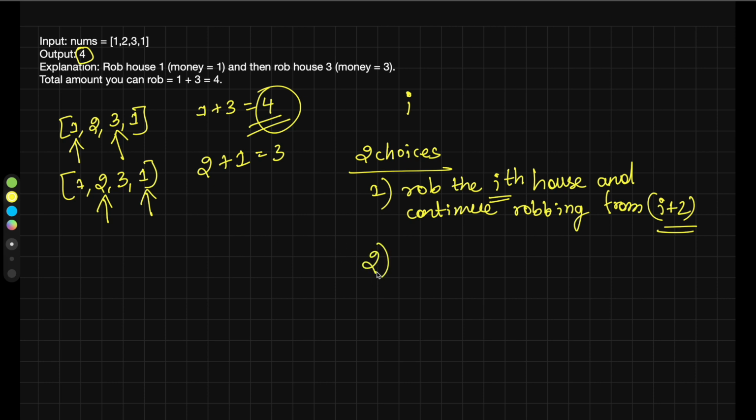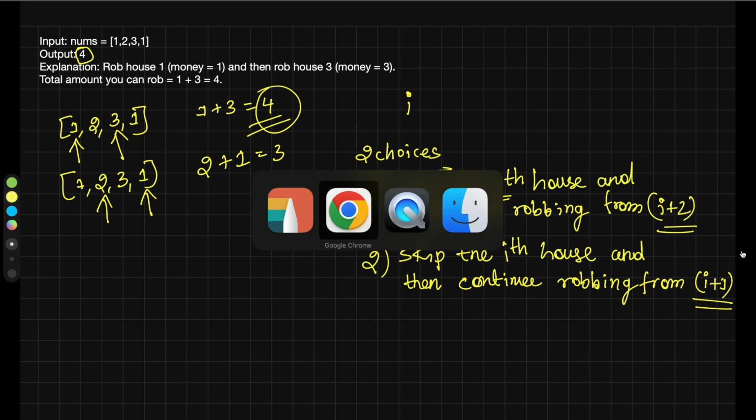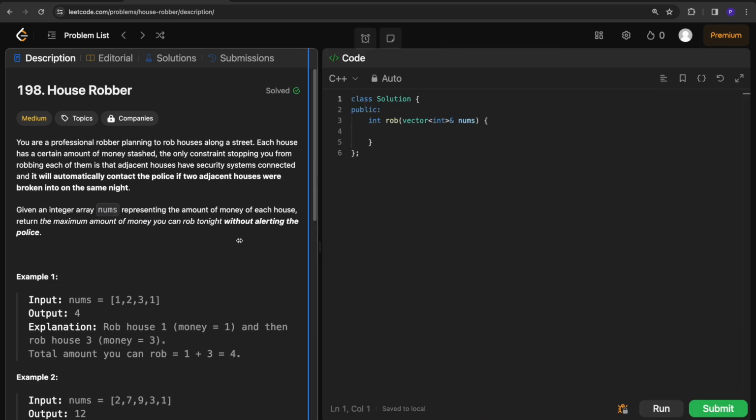And the second choice is we can skip the ith house and then continue robbing from i plus 1. If we are skipping the ith house, then we can rob i plus 1. So these are the two conditions we need to understand in order to write the recursive solution. Let's implement the recursive solution and check whether it passes all the test cases or not.